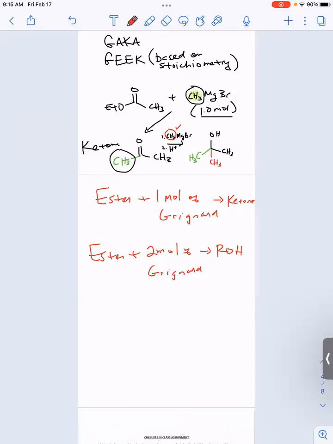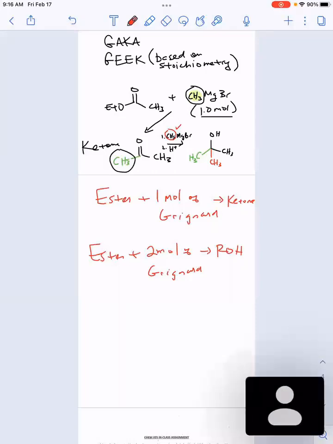This is probably a case where I need to go in and edit the video that I made several years ago, because again, when you add into an ester, you don't necessarily stop at the ketone if you add another equivalent of Grignard in. So it may be something that I do over the summer, go in and update that stuff. All right, any questions?